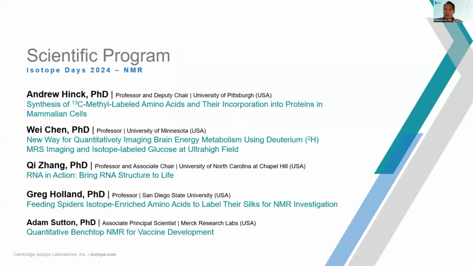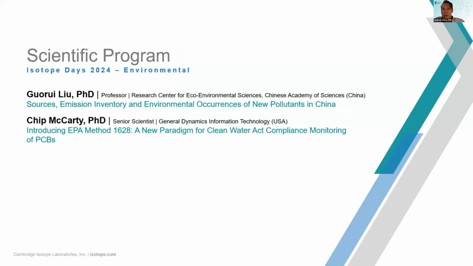The next one in this three-part series will be the NMR Isotope Day, which will feature presentations from 5 scientists. The webinar format will be akin to this MS Isotope Day and will take place on Thursday, October 10th at 10 a.m. Eastern. Following suit is the Environmental Isotope Day, and that will take place the ensuing week on Thursday, October 17th at 10 a.m. Eastern.